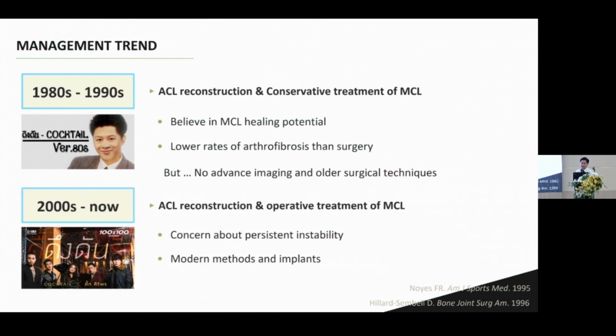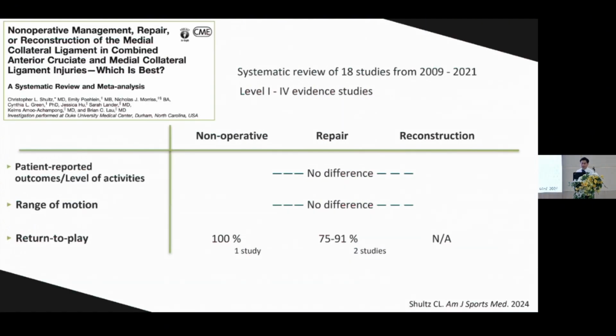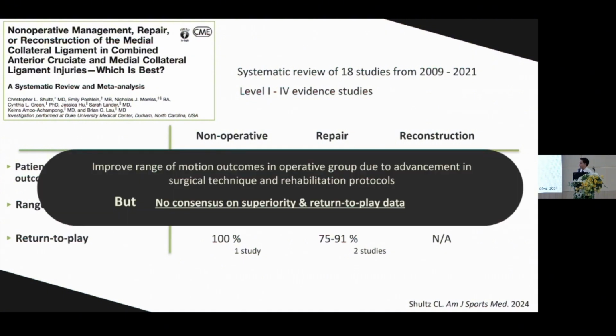And nowadays, there is a topic about the operative treatment of MCL with ACL reconstruction because we are concerned about persistent instability. We have modern methods and implants. But is that true? The systematic review published last year shows us that there is no difference between these interventions in terms of patient-reported outcome, activity, and range of motion. But there is very limited data on return to play.